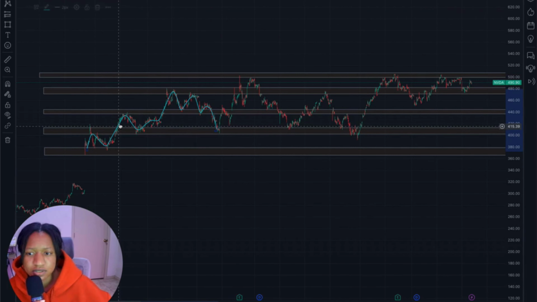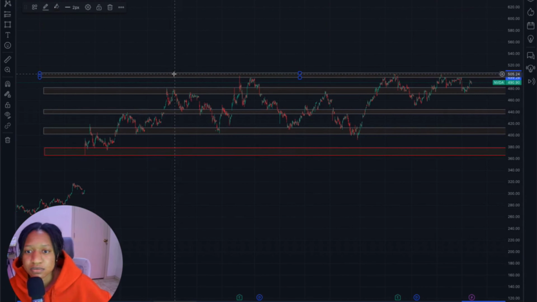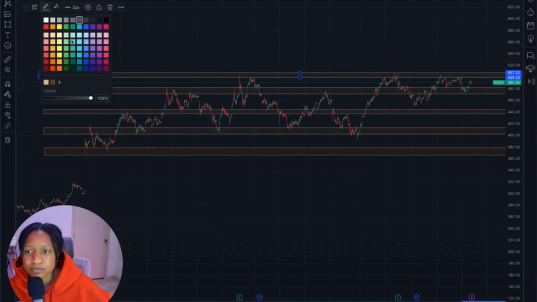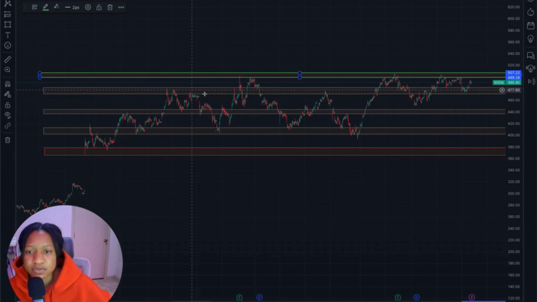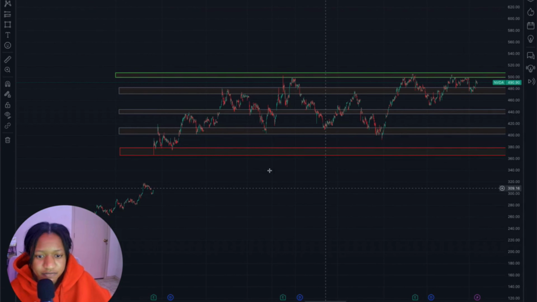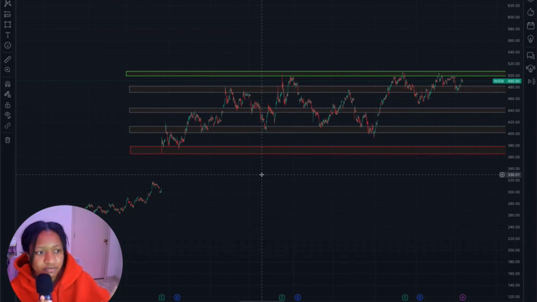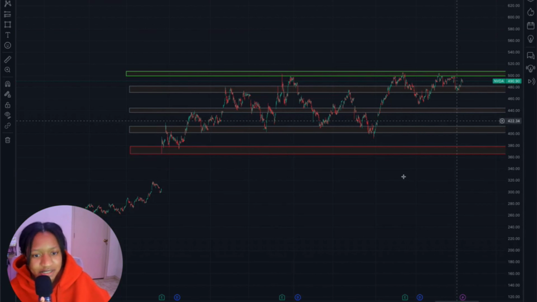What I also like to do is color code. So right now I'm going to color code the lowest point red, and then the highest point green. And then I leave the in-betweens white. Sometimes I like to do the middle orange, but I think it looks good for now. But yeah, this is my first video on my paper trading journey for options for NVDA, and this is what I'll be using for next week to make some predictions.